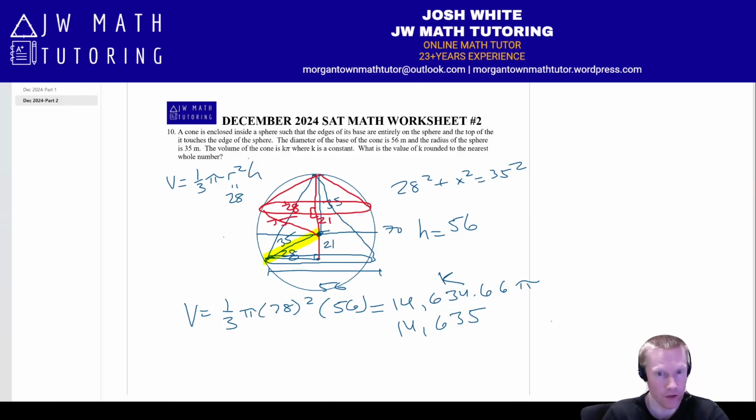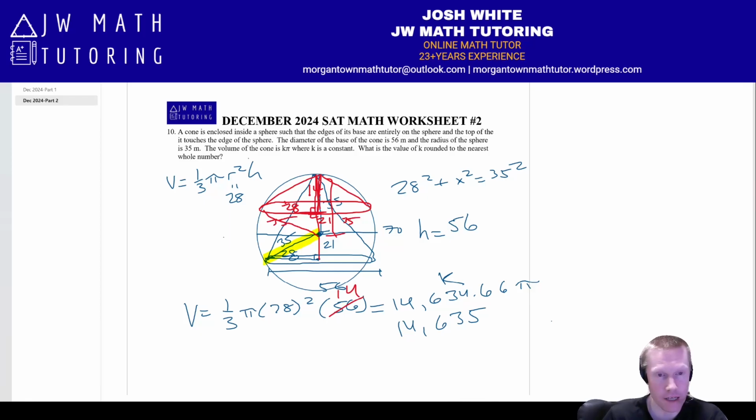Basically, these triangles are like mirror images of each other. And we know this whole thing is 35 because this is a radius. Therefore, this distance from here to here would be 14. So if that were the case, then everything would be the same except now your height would be 14 instead of 56. So you'd be doing 35 minus 21 to get 14, instead of 35 plus 21 like we did last time. Then you could work it out, get whatever number, and round it.